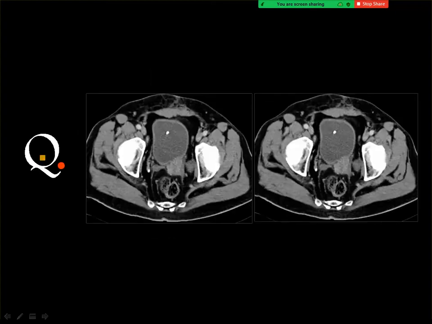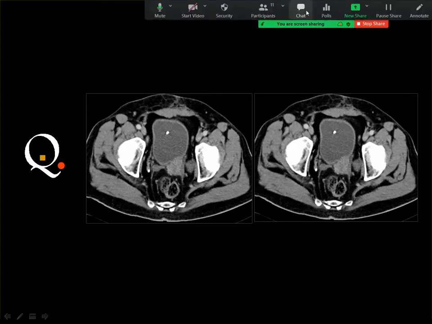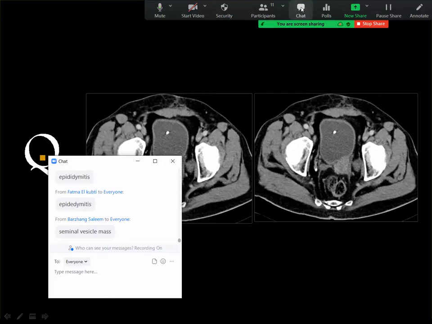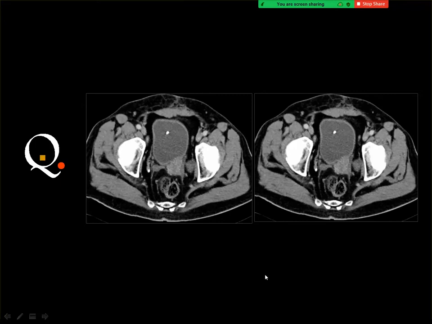And this is the urine bladder catheter, but the rest of the course is not shown. But the problem is not in the bladder. Yes, and this is the right answer. This is the seminal vesicle mass.